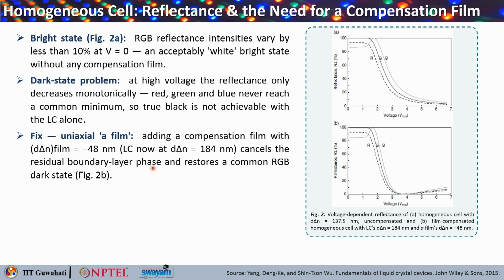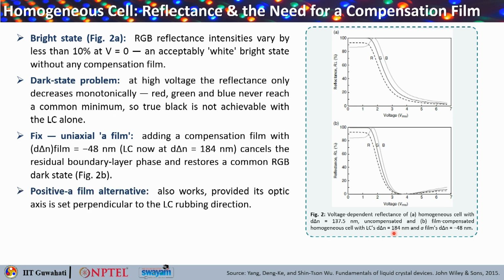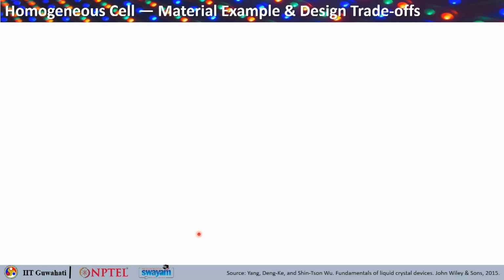So, that could cancel out the residual boundary layer phase, and it restores a common RGB dark state that you can see here. So, what is this basically showing? This is the film compensated homogeneous cell, where the liquid crystal's d delta n is now 184 nanometer, with the A film's d delta n being minus 48 nanometer. You can also use a positive A film as an alternative, that also works, provided its optic axis is perpendicular to the liquid crystal rubbing direction.